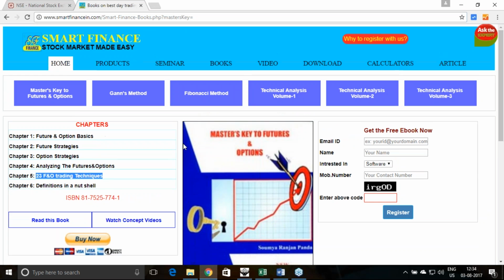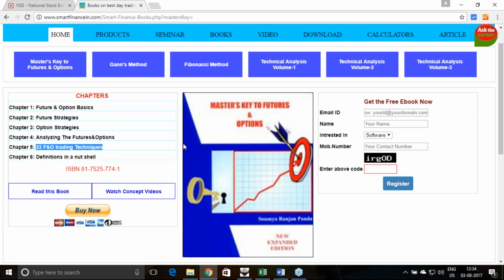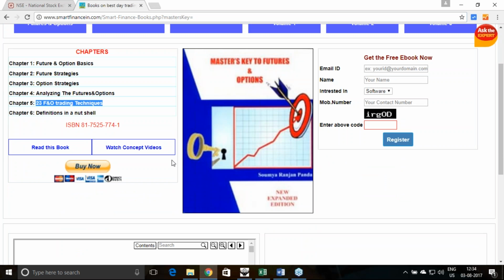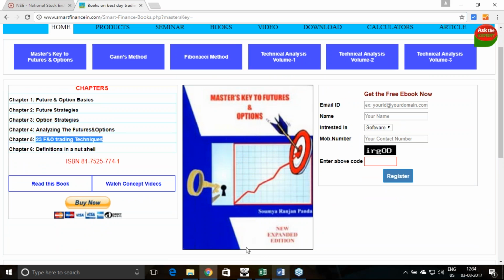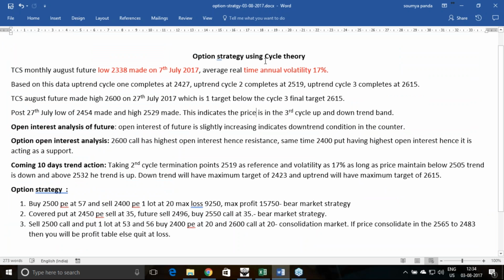This book explains a lot of option strategy and analysis of option strategy. So implement this particular option strategy of TCS for the coming 10 days based on this analysis, and experience how it protects your money, and at the same time how it rewards you with profit. Then only you can experience the benefits of option strategy trading.